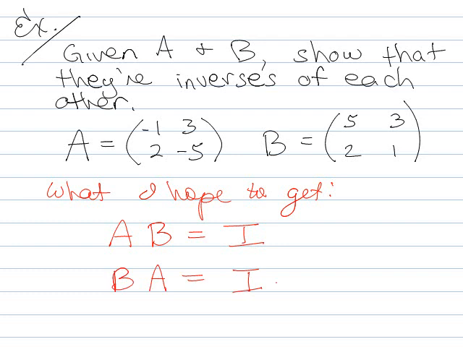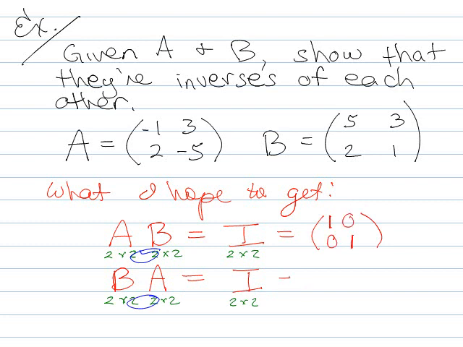Okay, so let's make sure that we can multiply these together. A is a 2 by 2, B is a 2 by 2, so this matches in the middle, so good, I can get it. I'm going to have a 2 by 2 identity. Again, B is a 2 by 2, A is a 2 by 2. They match in the middle, so I'm going to have a 2 by 2 identity matrix. So I can even go ahead and write that out. So I expect to get a 2 by 2 identity. That means the diagonals are 1 and everything else is 0.